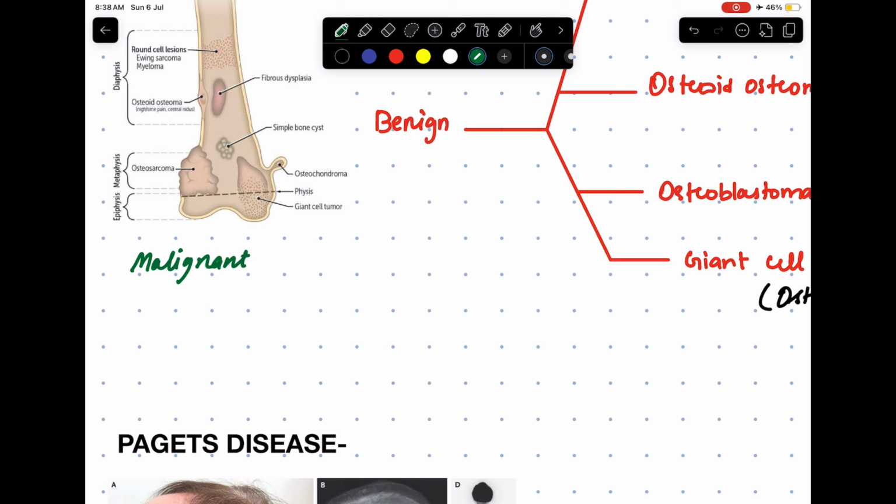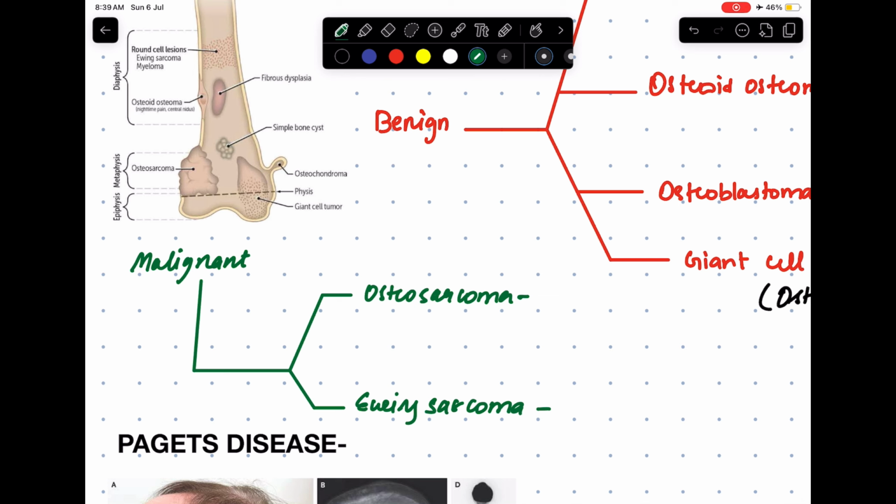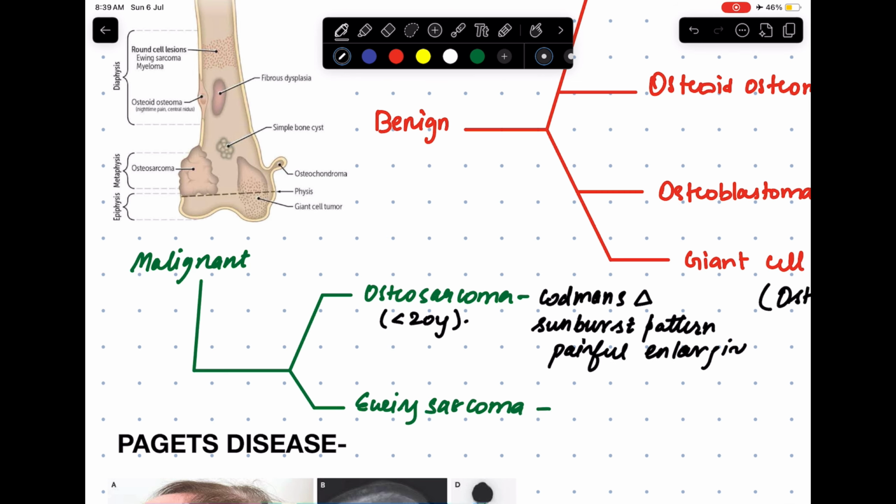Next is malignant tumors. I have taken two of the most important malignant tumors with radiological signs that are important. First is osteosarcoma and the other one is Ewing sarcoma. I will only tell you the most important things that you need to see in the question stem. Starting off with osteosarcoma, you'll be able to see a Codman's triangle. Then we have sunburst appearance. And the last one is there would be a painful enlarging mass. And age plays an important role in osteosarcoma. It is commonly seen in less than 20 years of age.